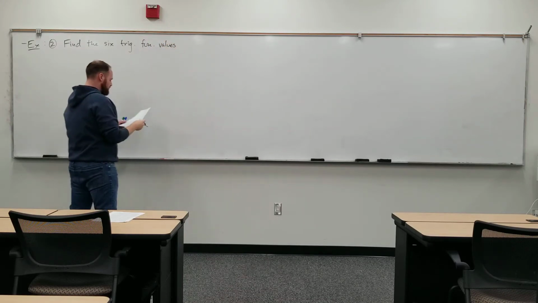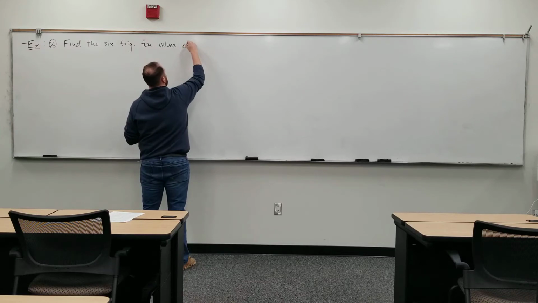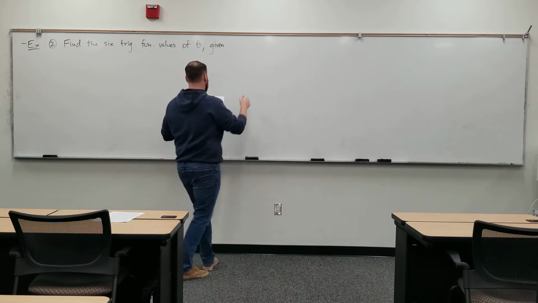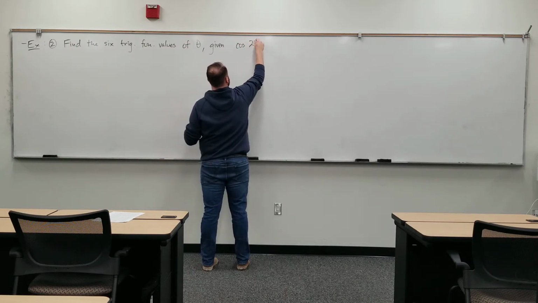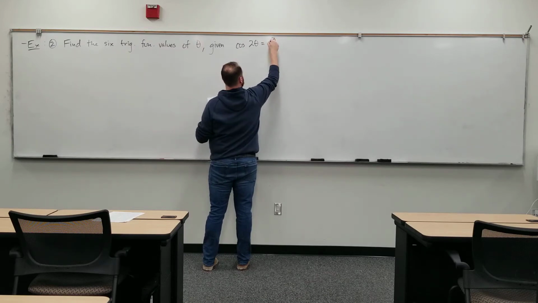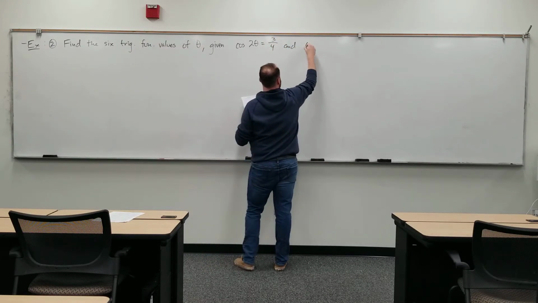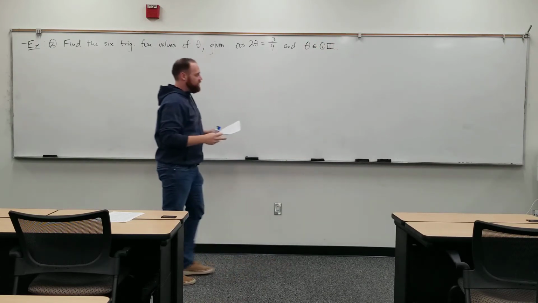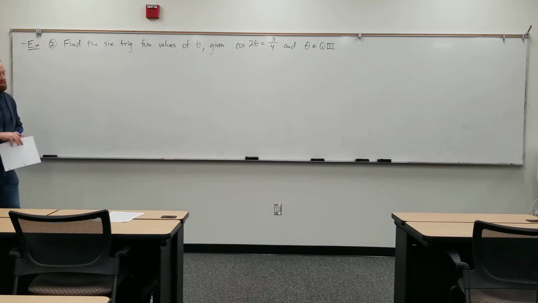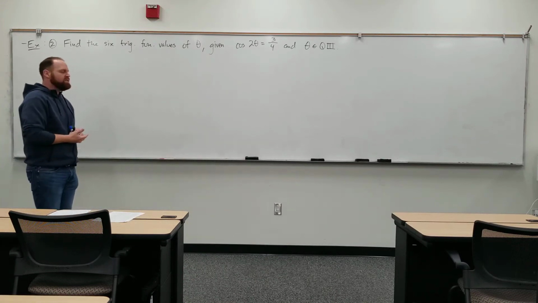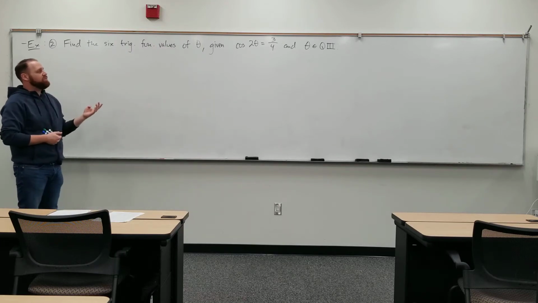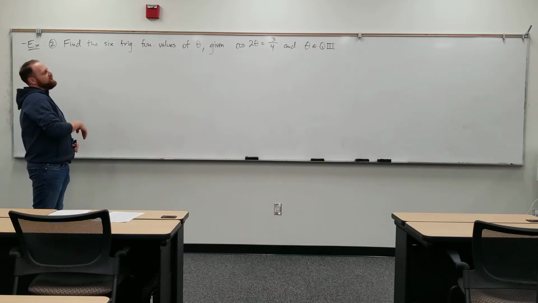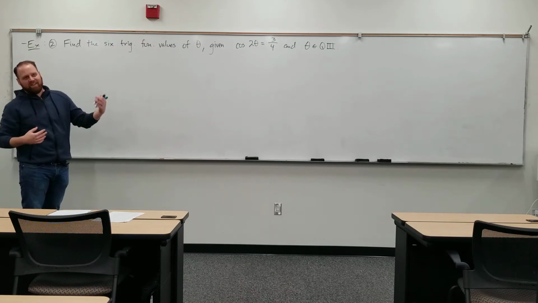So let's see if we can find the 6 trig function values of theta, given that cosine 2 theta is 3/4 and that theta is in quadrant 3. So this one is kind of working backwards in some sense from the previous example. In the previous example, we were given information about cosine theta and then asked to calculate cosine 2 theta. And now we're given cosine 2 theta and being asked to calculate cosine theta.